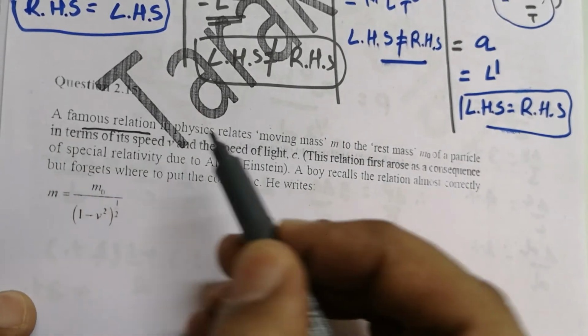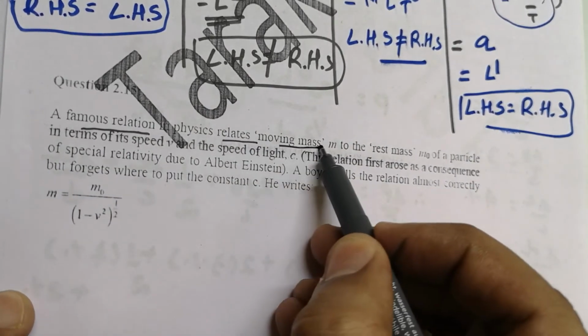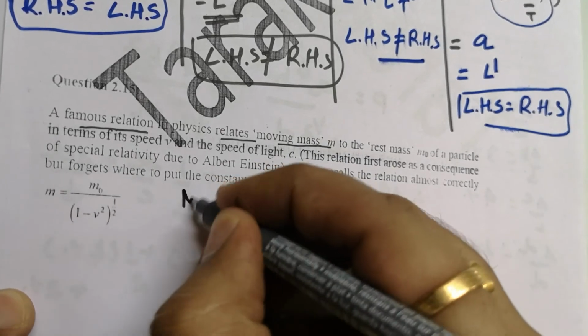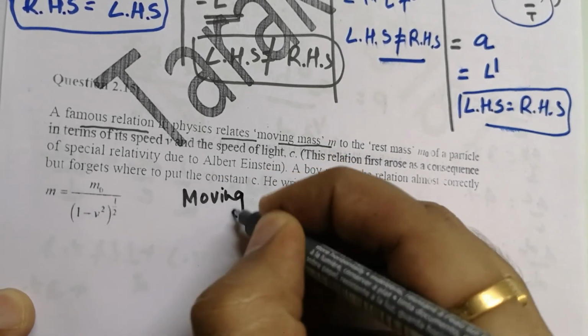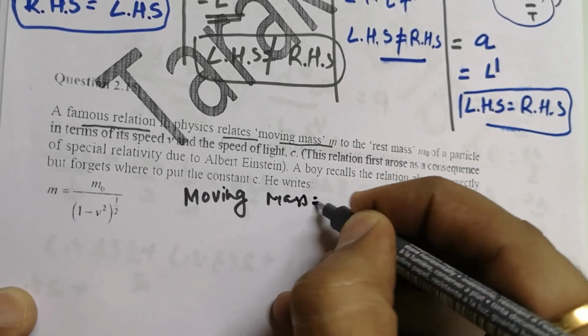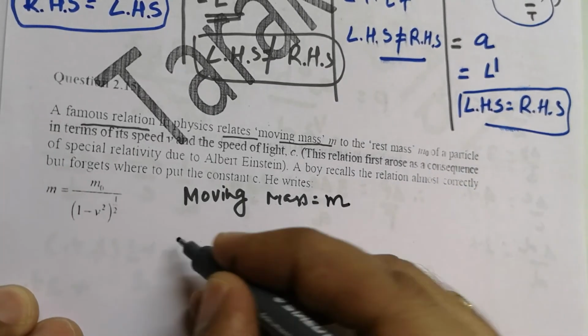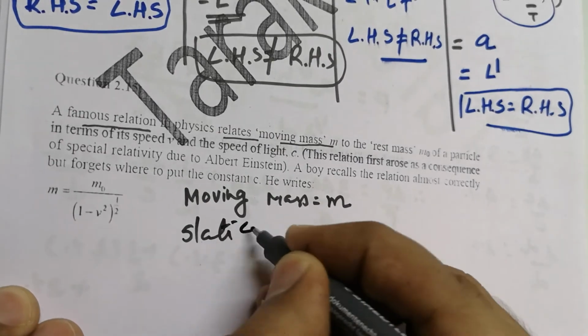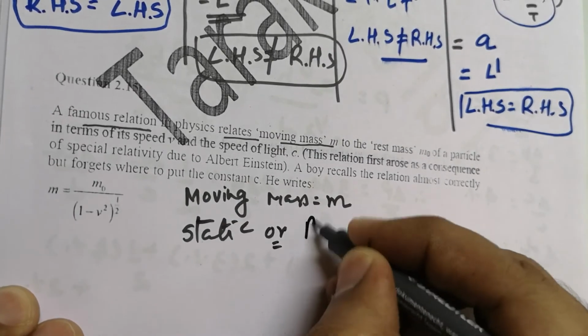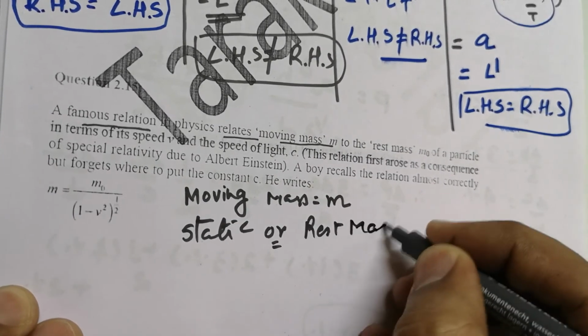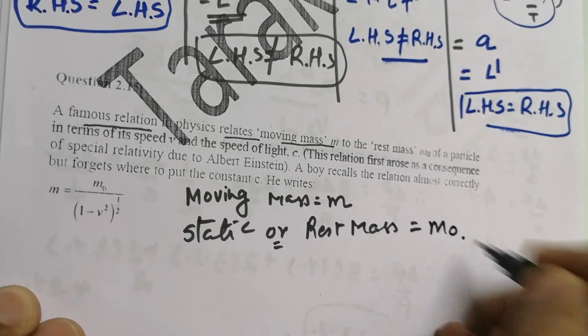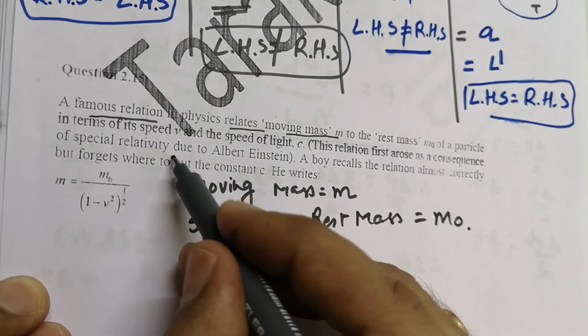A famous relation in physics has been found out by the moving mass. In physics there are different types of mass. It is called a moving mass. It is only applicable to small particles. So my moving mass is m and my static mass, or rest mass, is called m0. This is the first expression.